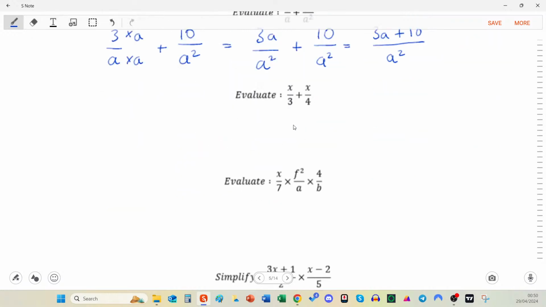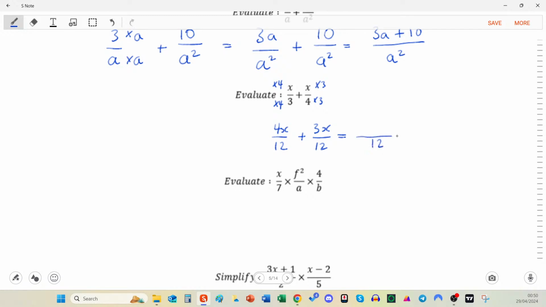Let's scroll down. So evaluate x over 3 plus x over 4. Again, you want a common denominator here. The common denominator is 12. So we're going to multiply by 4 on this side and multiply by 3 on this side. Just because it's algebra doesn't mean we're going to do anything different. So 12. We did the same to the top and the bottom. That's essentially the principle here, right? Same with numbers. And now we have a common denominator.